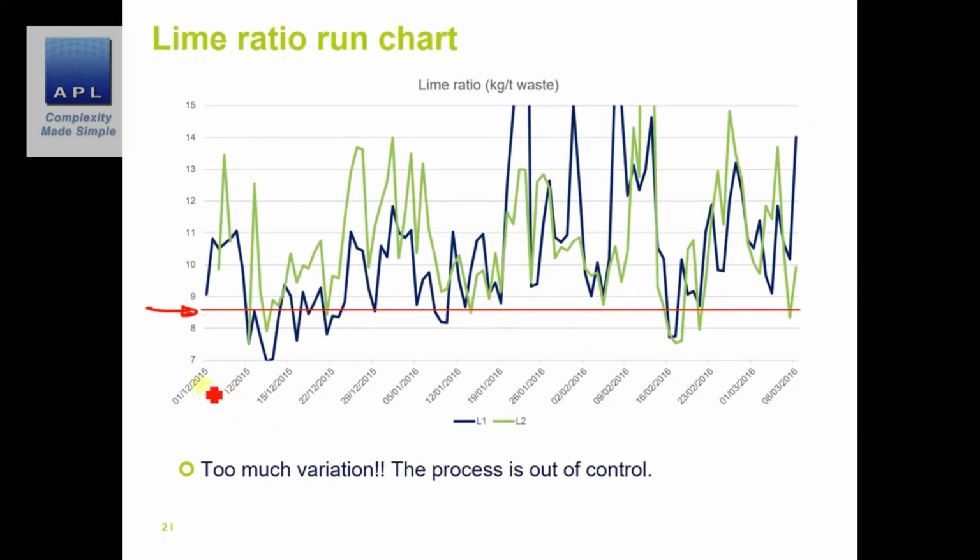This is a period from 2015. What's the first date? 1st of December there, 2015, all the way through to the 8th of March, 2016. So this is a 3-month period at the start of the project. And just look at the graph. It is complete chaos. And let's just talk about this before we start.